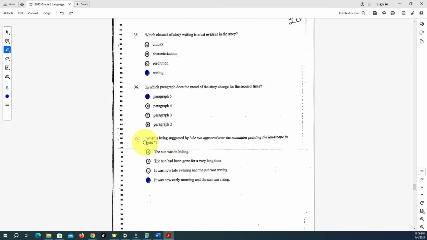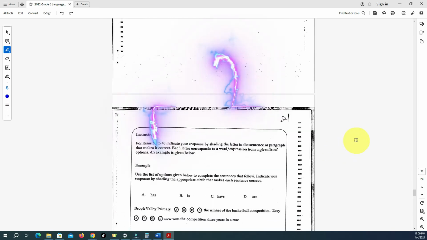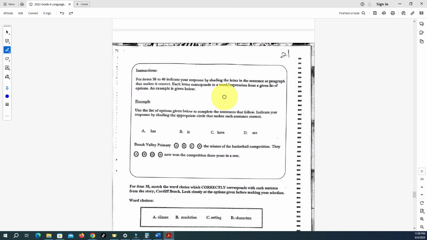37. What is being suggested by "The sun appeared over the mountain, painting the landscape in gold"? It means that it was early morning and the sun was rising. Okay, that's what I chose. So we're down to the finals.